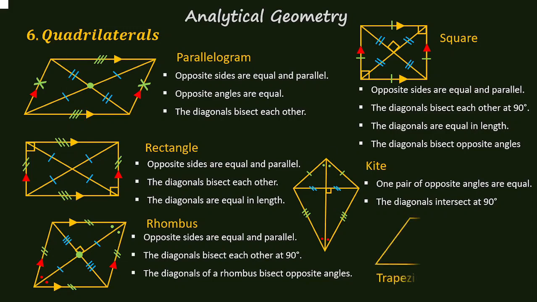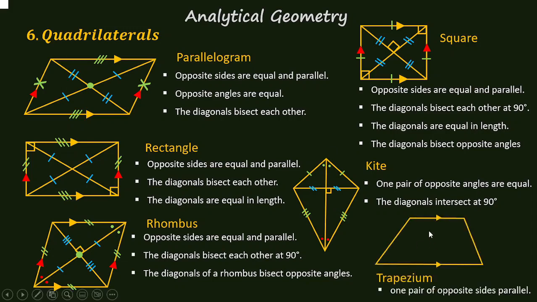And finally, we have a trapezium, and the only property is that one pair of opposite sides are parallel to each other. So you have this side being parallel to the other side. There's only one pair of opposite sides that are parallel to each other.